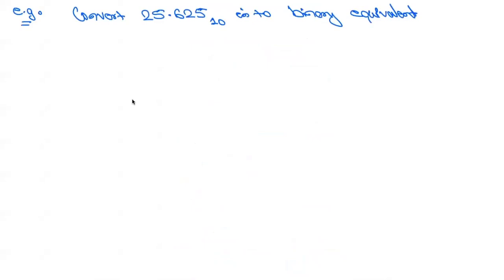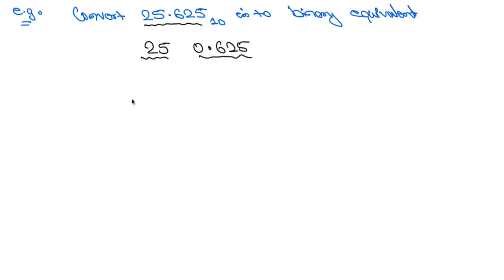Here we have two parts. We have the integral part 25. So this can be written as 25 and 0.625.